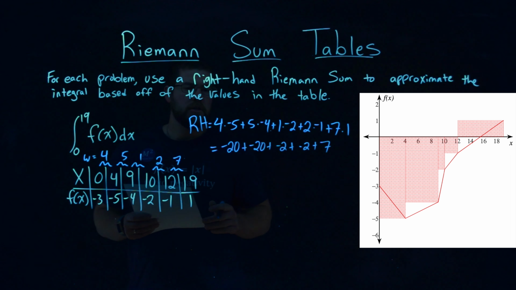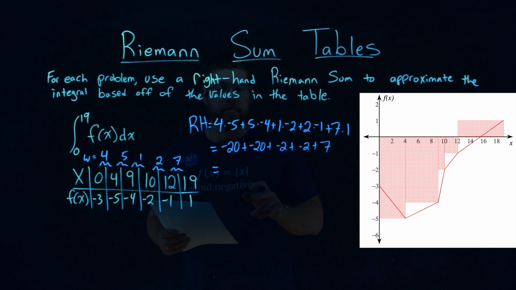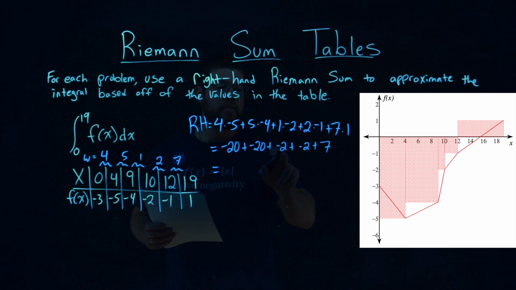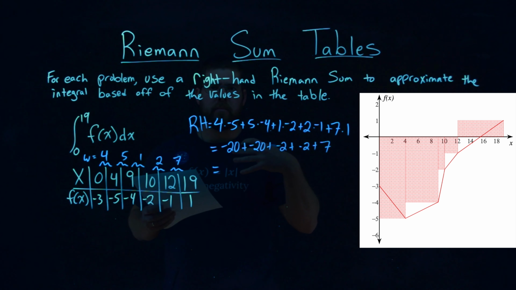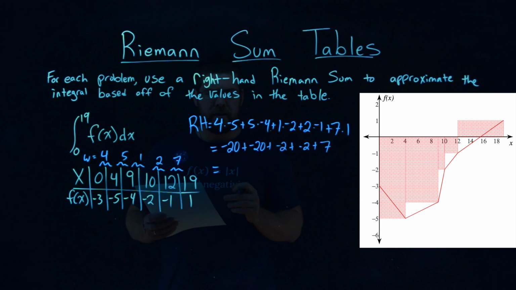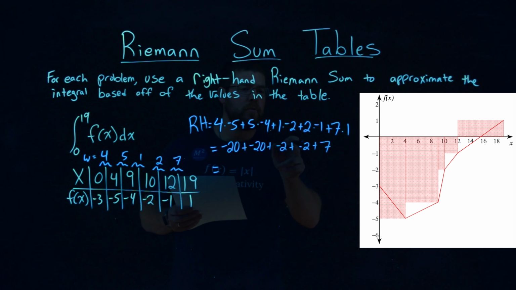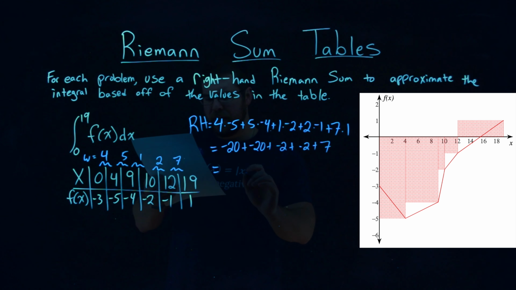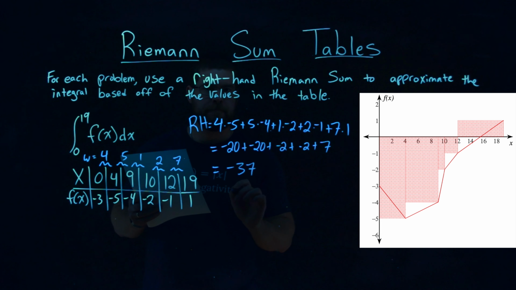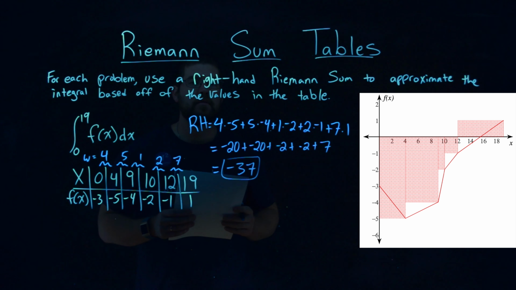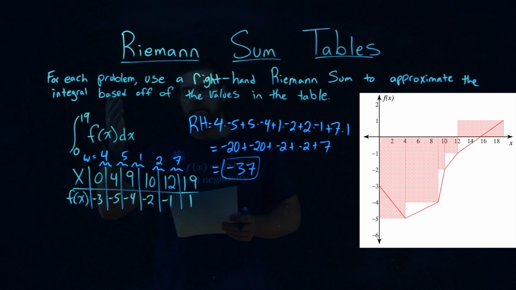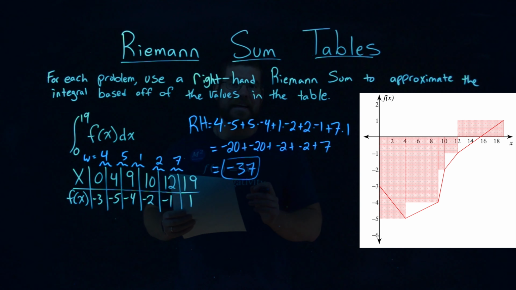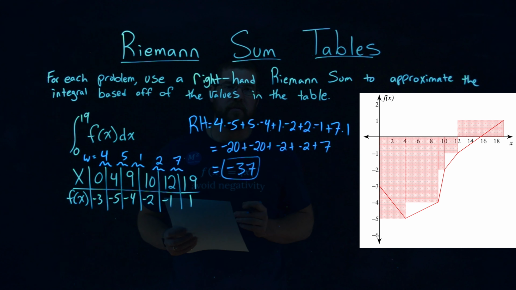Okay? So now we want to add all of these up. Remember, each one of these represents the area of each one of our rectangles. Add them all together, and we get the approximate area below. Negative 20 plus negative 20 plus negative 2 plus negative 2 plus 7 is negative 37. And that's it. Our right-hand Riemann sum to approximate the integral based off the values below of our function is negative 37.